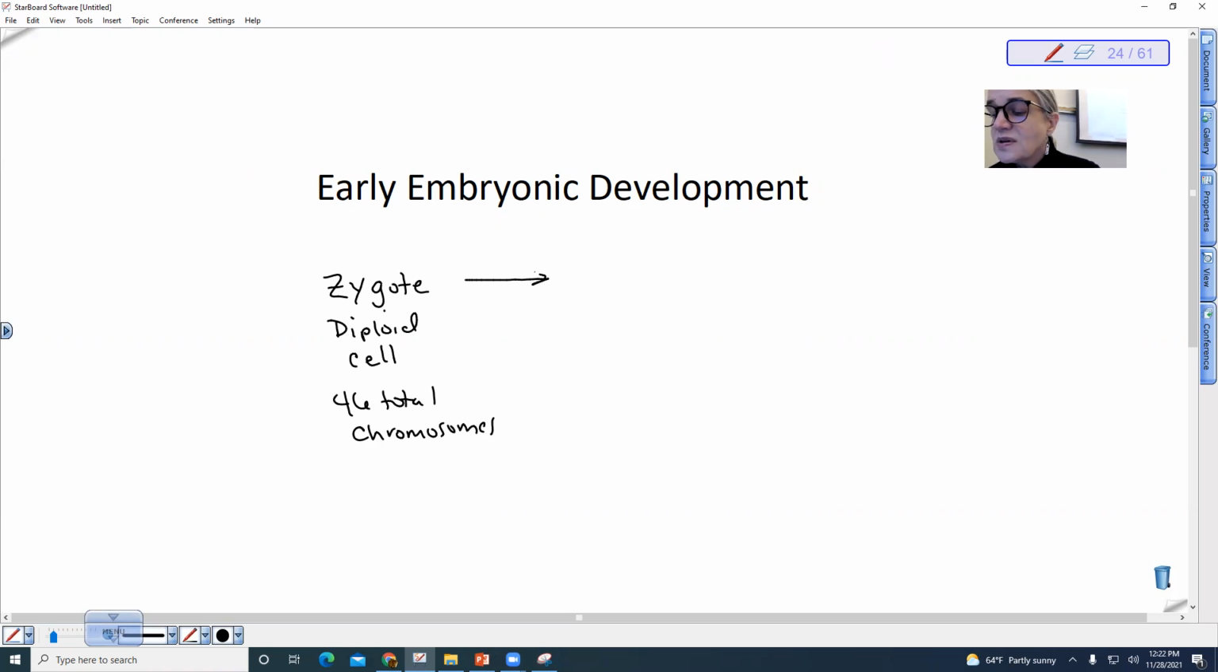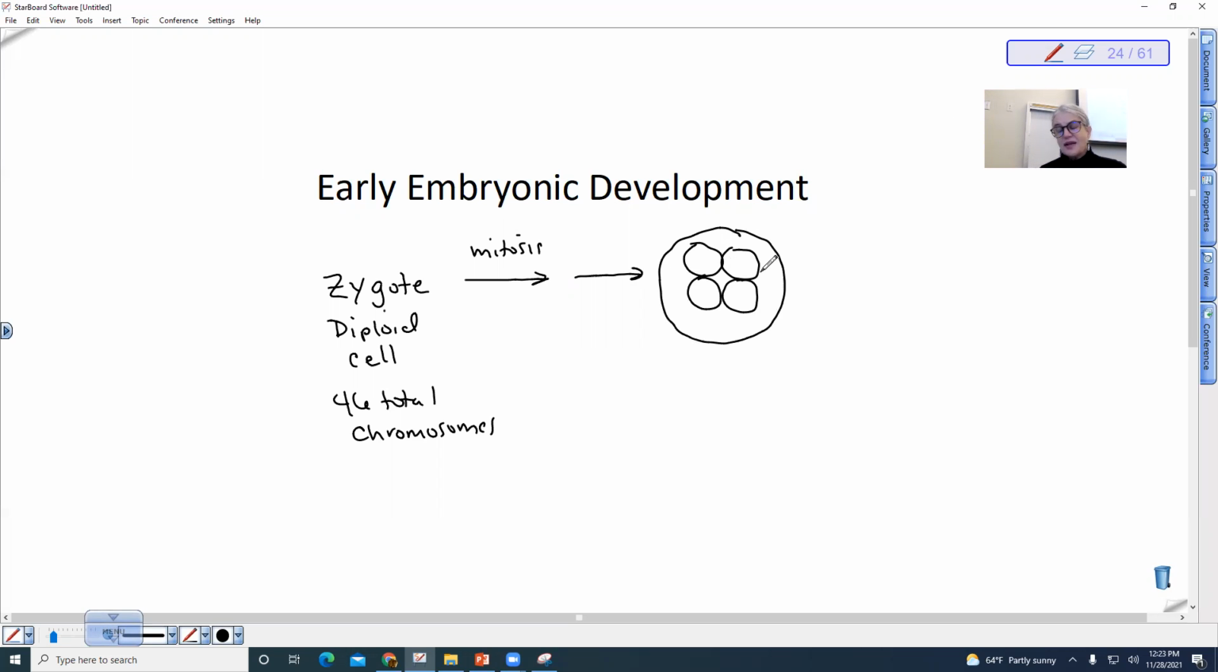And so when the zygote divides and undergoes cell division, it undergoes mitosis. So mitosis is specifically the type of cell division where one cell gives rise to two cells. At an early point in cell division, we could have 4 cells right here, and they would be enclosed in that, not the plasma membrane, excuse me, the fertilization membrane. So this is my fertilization membrane.